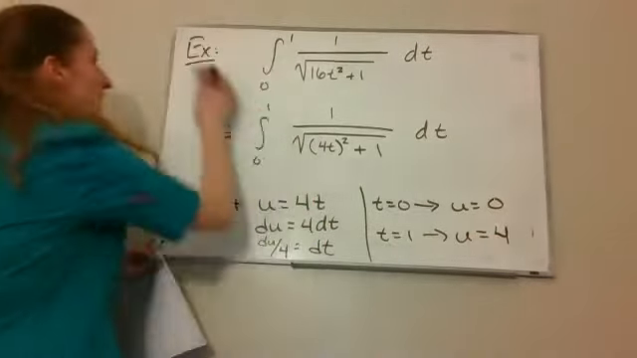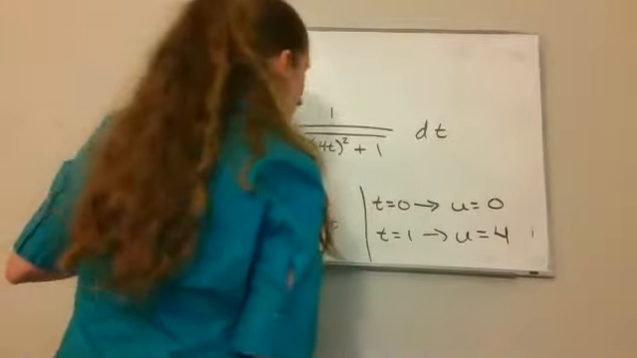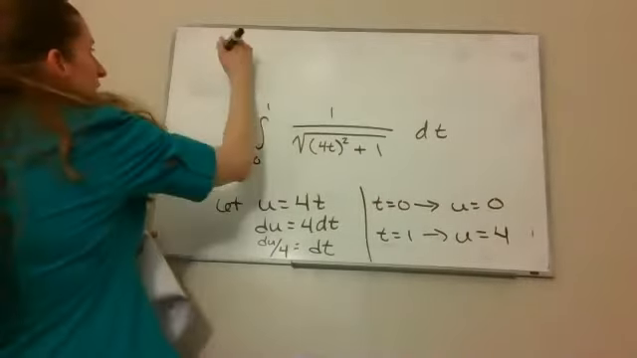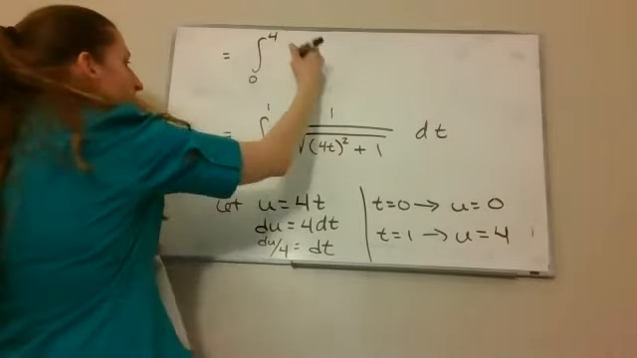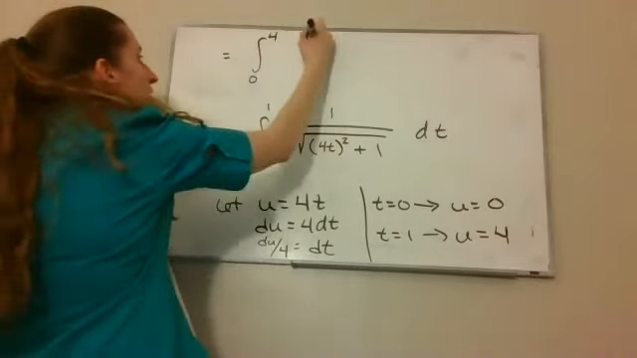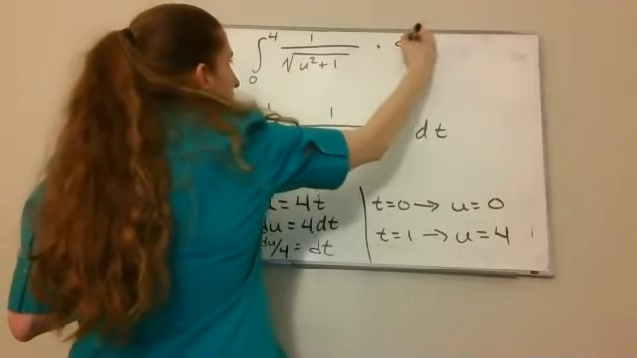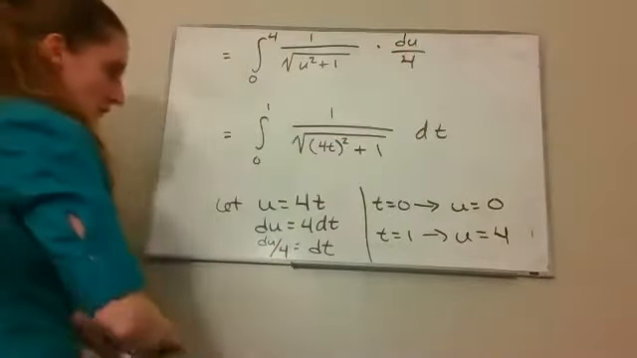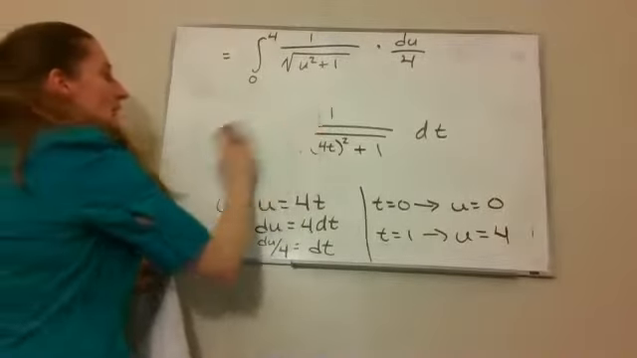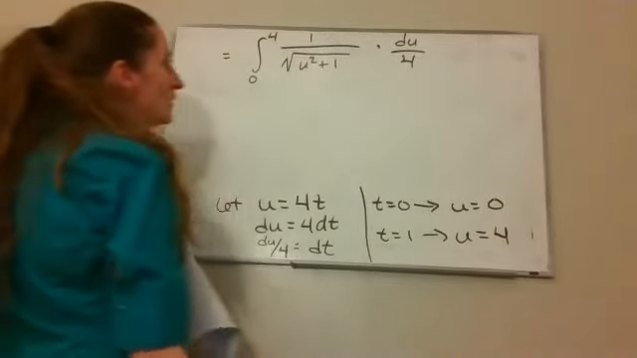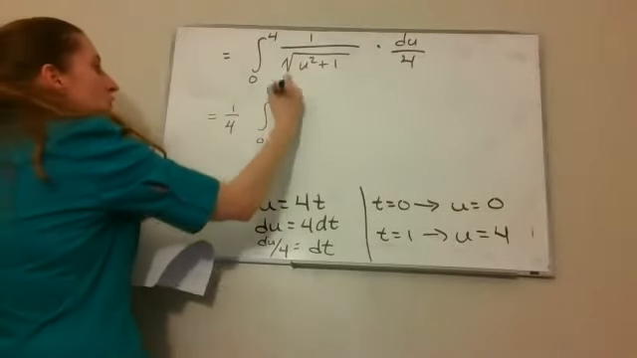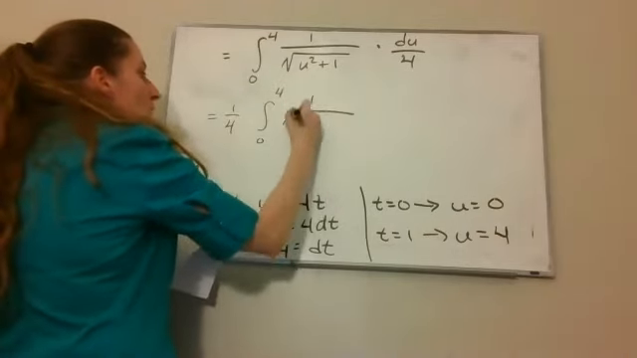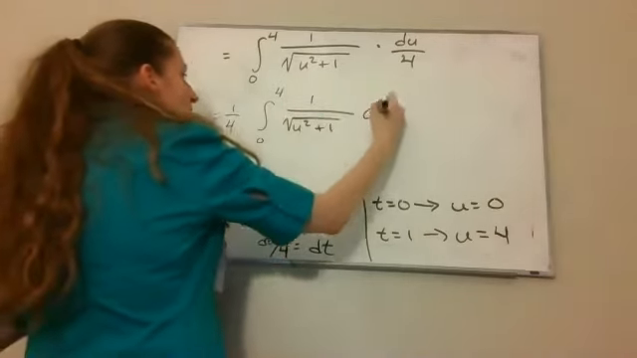So let's rewrite this integral with our new bounds and our new variable. Instead of having bounds from 0 to 1, I now have bounds from 0 to 4. I have 1 over the square root of u squared plus 1, and my dt was du over 4. So now I can kick my constant outside, so that's a 1/4 that can come out. Integral from 0 to 4 of 1 over the square root of u squared plus 1 du.